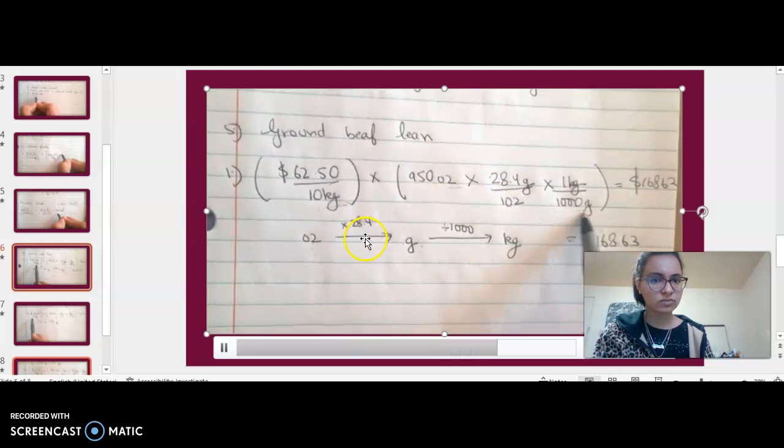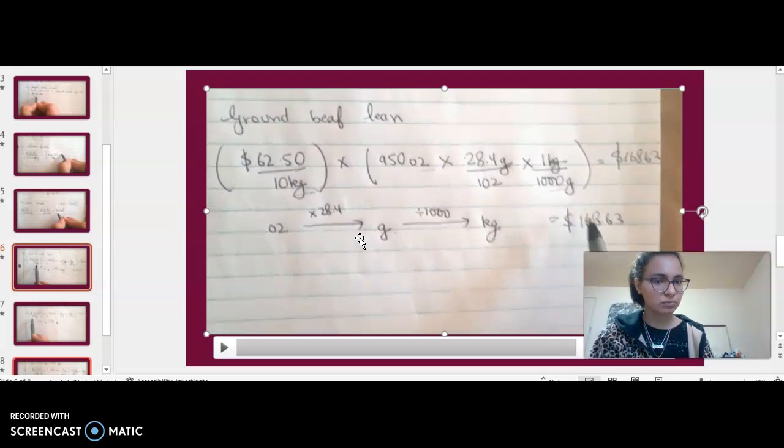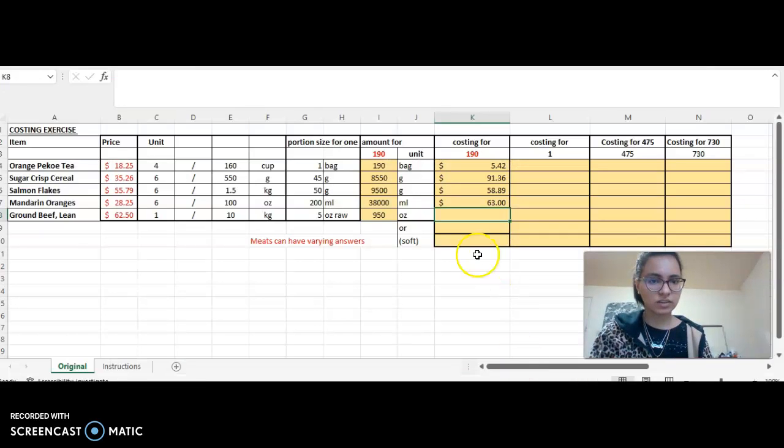For doing so, in order to convert ounces into grams, we multiply by 28.4 and then grams into kilograms, that is divided by 1000 grams. So, by doing this we get the answer, and we just need to input this into our Excel sheet, and here we go.